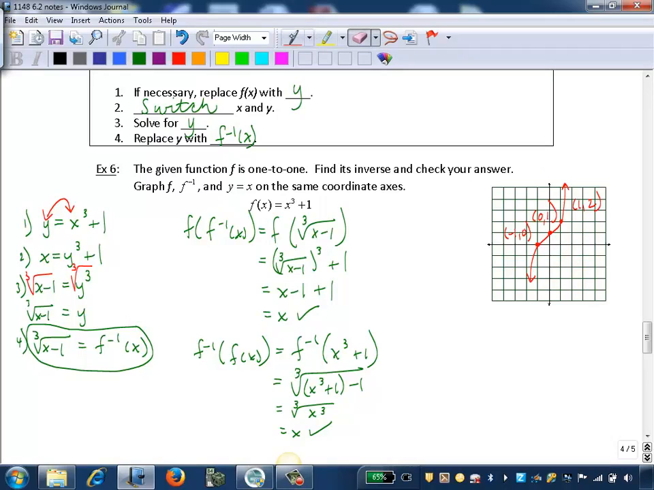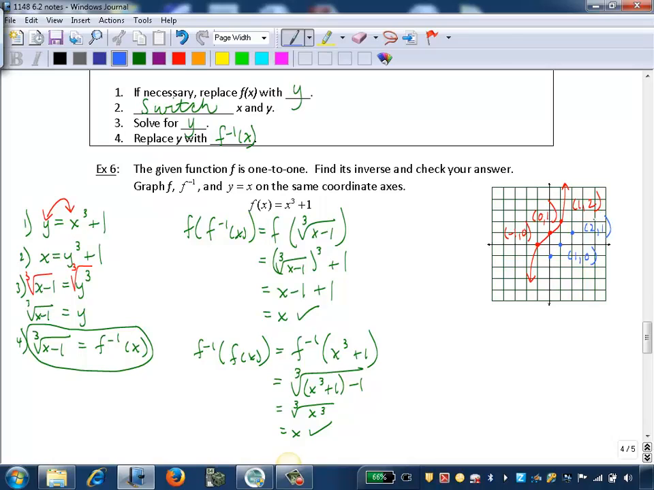I'll use a different color here. So that will give us 1, 0. Another key point on a cube root of x parent graph would be 1, 1. So if I shift that to the right 1 unit, that would give me 2, 1. And then another key point on a cube root of x parent graph would be negative 1, negative 1. So if I shift that to the right 1, that's going to give me 0, negative 1.